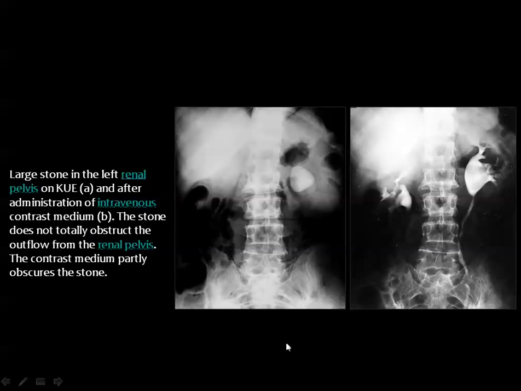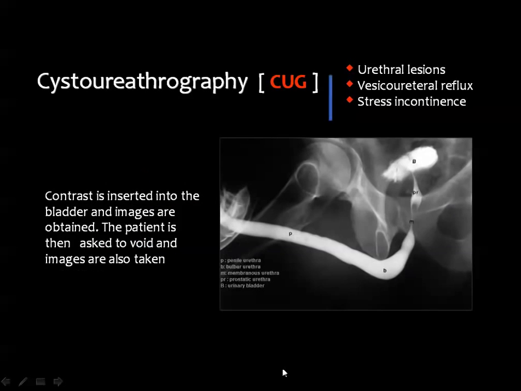The value of the plain film before injecting contrast material is shown here. This is the plain film where a very big stone is seen in the left renal area. After injection of contrast material, you cannot see the stone because the stone is dense and the contrast media is dense, so the stone will be masked by the contrast material.